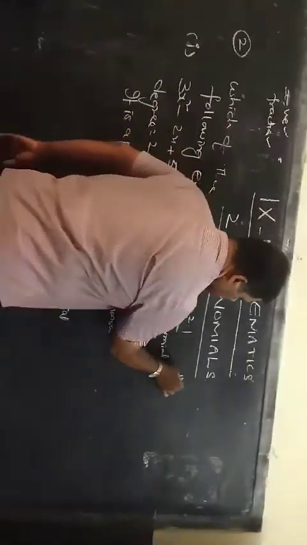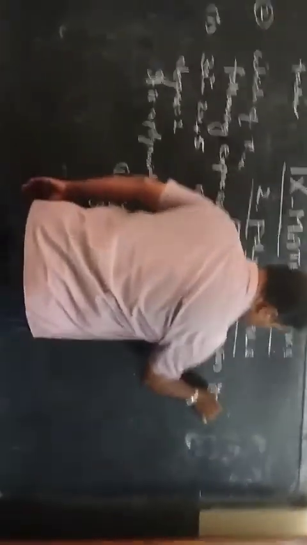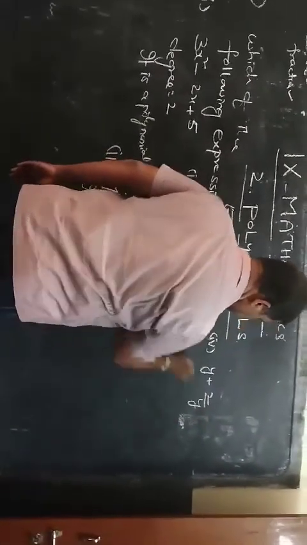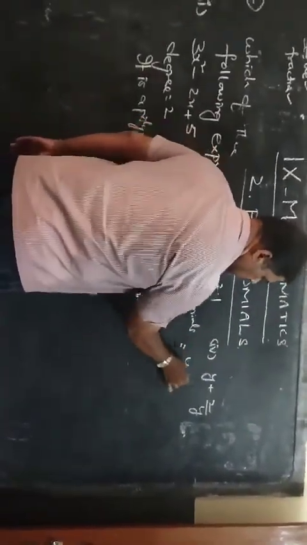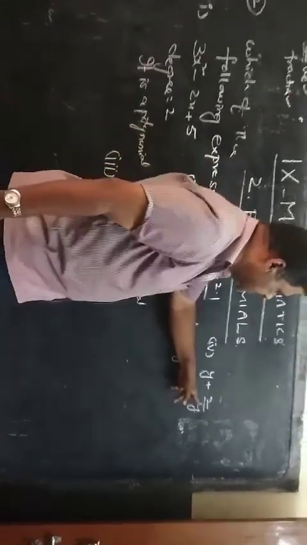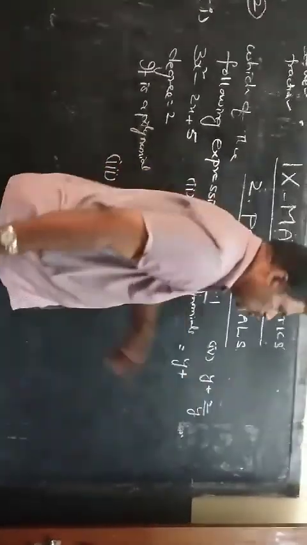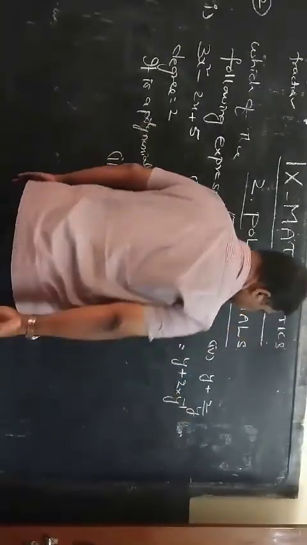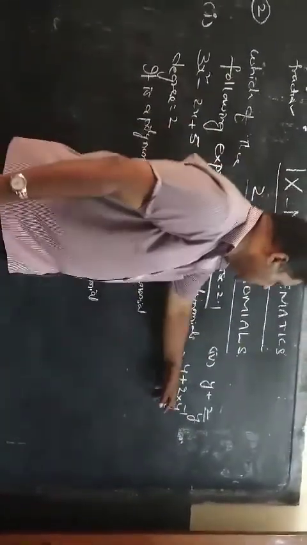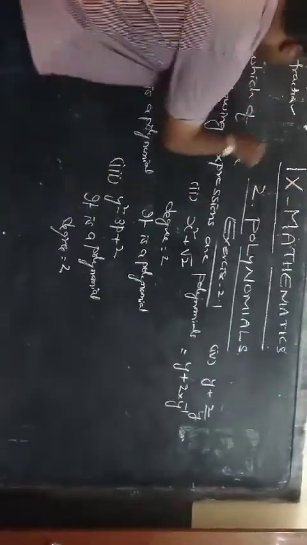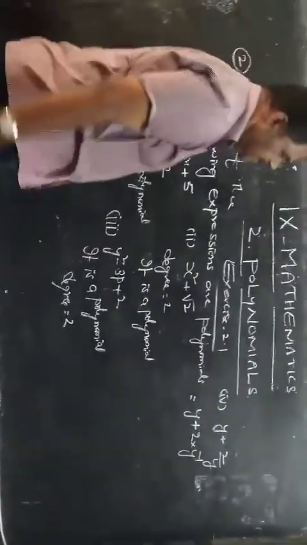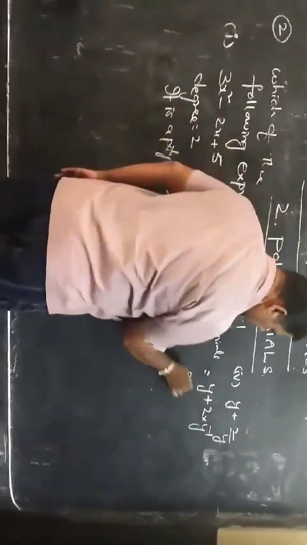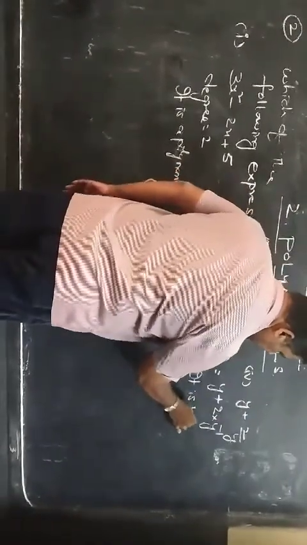Next, fourth one, y plus 2 by y. Here y is in the denominator, so if you bring it to numerator, it will become 2 into y to the power minus 1. Here variable is y. If the variable power is negative number, then it is not a polynomial. Therefore, we can write it is not a polynomial.